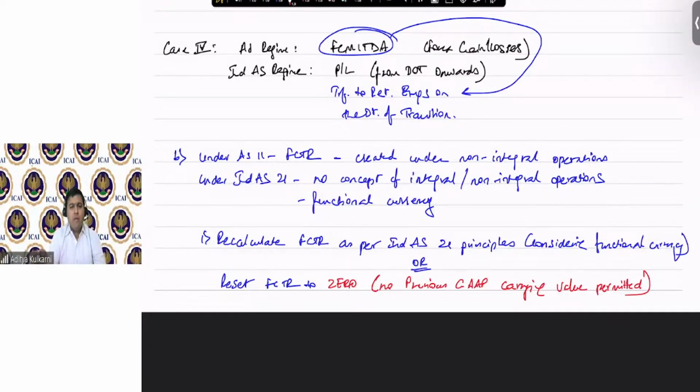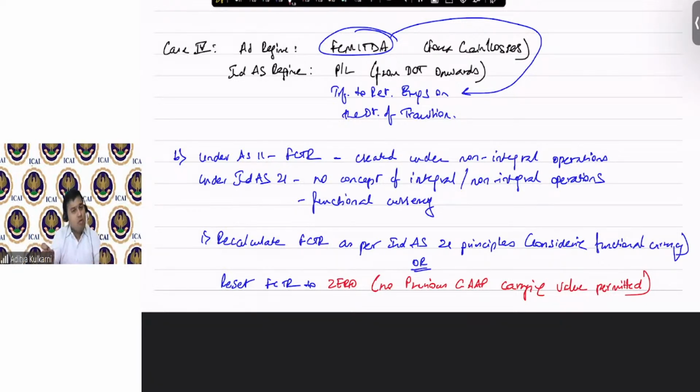But Ind AS 21 tells us ऐसा कुछ भी नहीं होता है. Whether it is integral, whether it is non-integral, whether it is a subsidiary, whatever you have to do, you have to translate using the principles of Ind AS 21. And therefore, you may not get an FCTR on the branch results because branches are an extension of the head office. But you may end up getting an FCTR on account of consolidation. Definitely, you will get an FCTR.